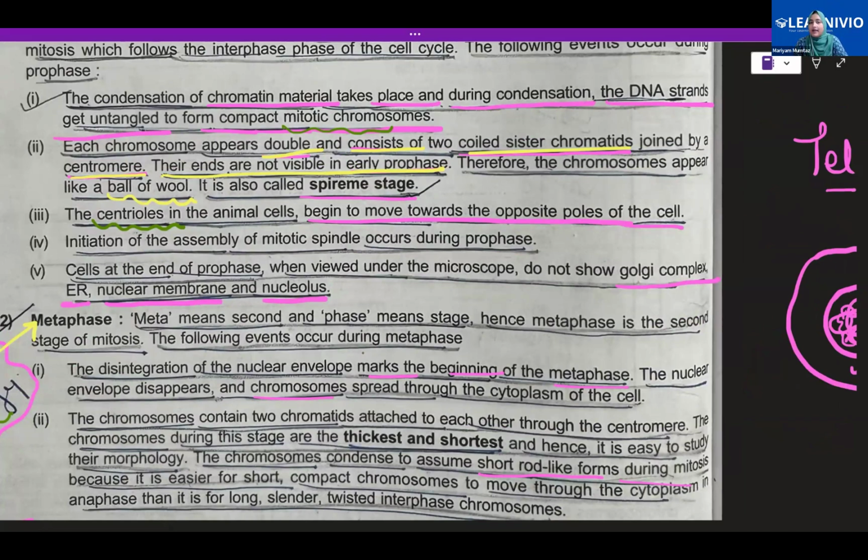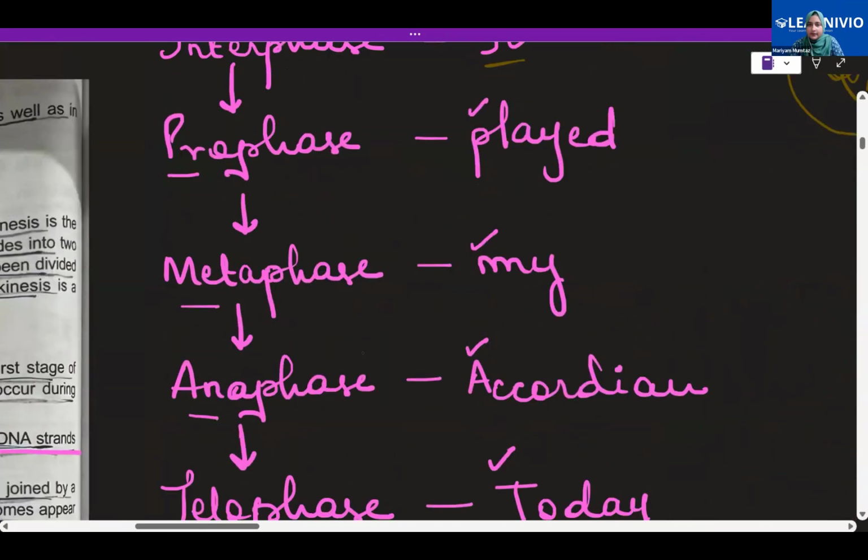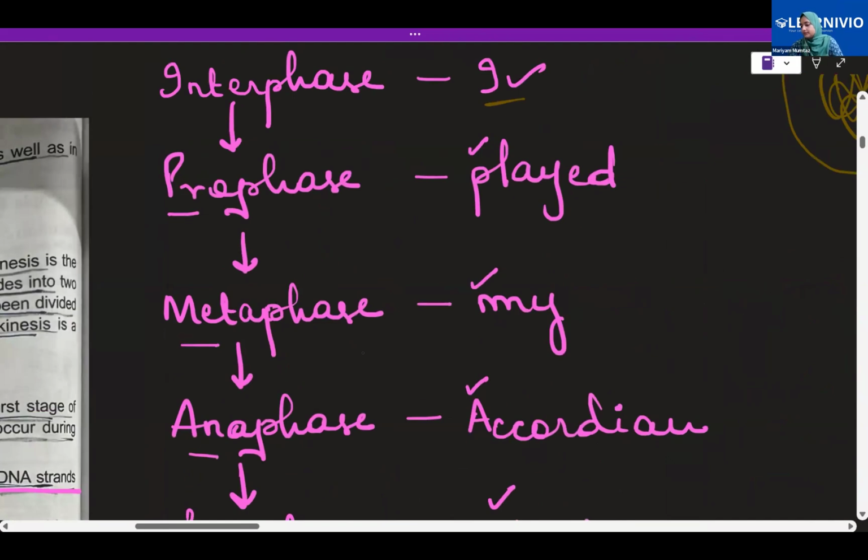Initiation of the mitotic spindle, meaning now the centrioles will start to synthesize the spindle fibers. And at the end of the prophase, cell organelles like Golgi, endoplasmic reticulum, nuclear membrane and nucleolus disappear. Understood? Yes or no? So tell me what all things happen at the prophase, one by one. First, what will happen? Interphase preparation will take place.